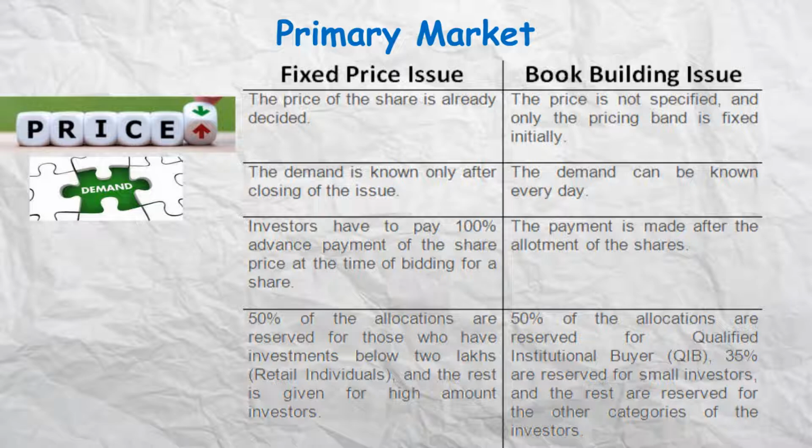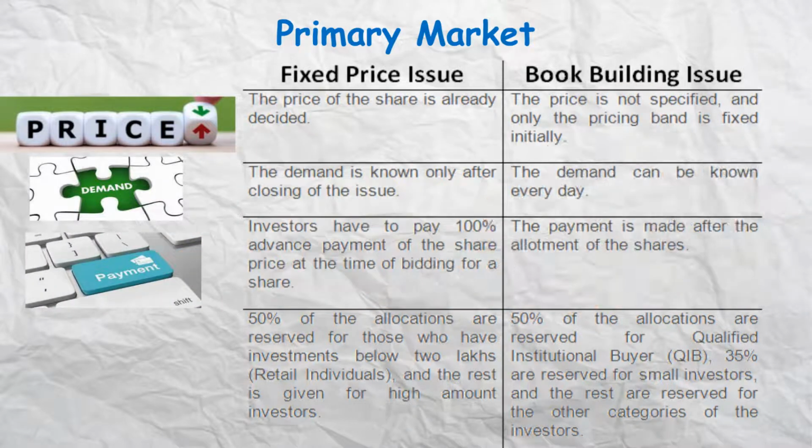Third parameter, payment. In fixed price issue, investors have to pay 100% advance payment of the share price at the time of bidding a share. Whereas in book building issue, the payment is made after the allotment of the shares.